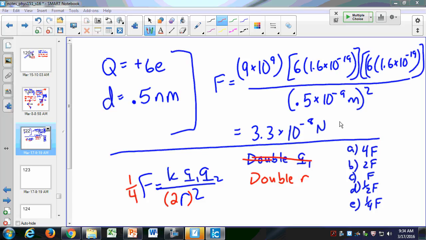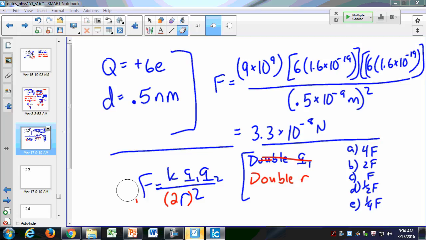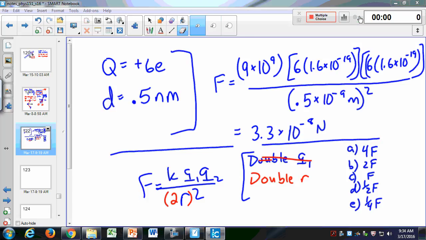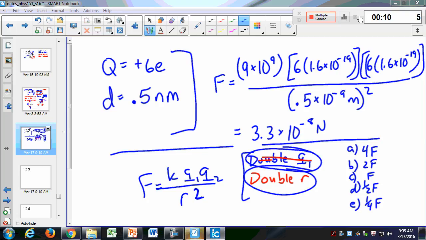No. Okay, good. But you'll likely see some questions like this, where if you change the distance or you change the charge, then what happens to the force? All right? Oh, let's try another one. So what if I do both of these? What if I double Q1 and I double R? What will happen to my force? I'm both doubling Q1 and I'm doubling R. So I am doing this and I'm doing this.